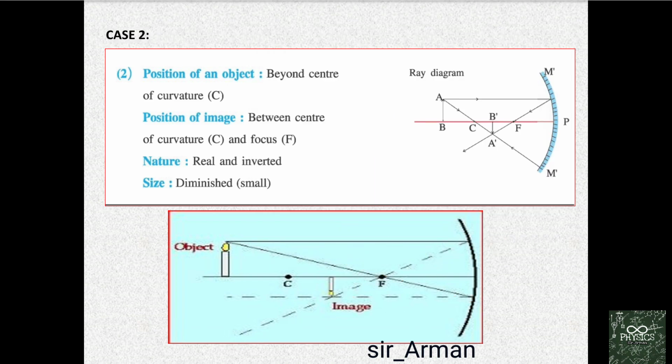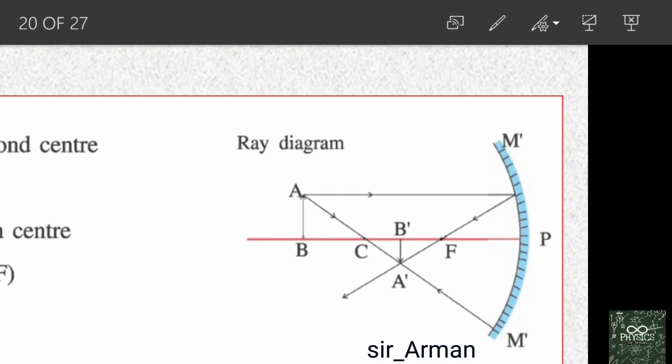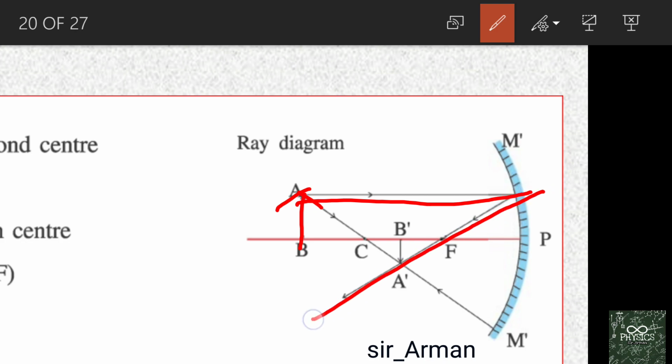If I want to use here 4 rule, we can use, but we can use any 2. Suppose I want to use all the rule. So this is my object. One ray is parallel, rule number 1. So parallel ray passes from the focus. Ray passing from the center of curvature, after reflection it will trace back the same path.